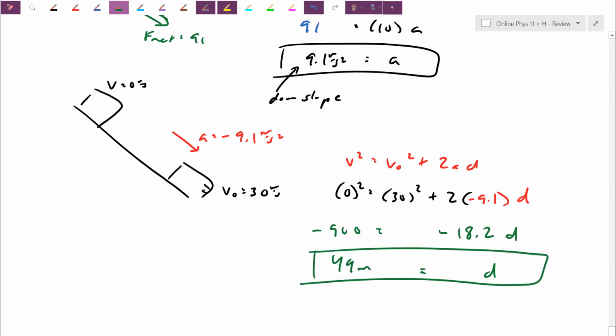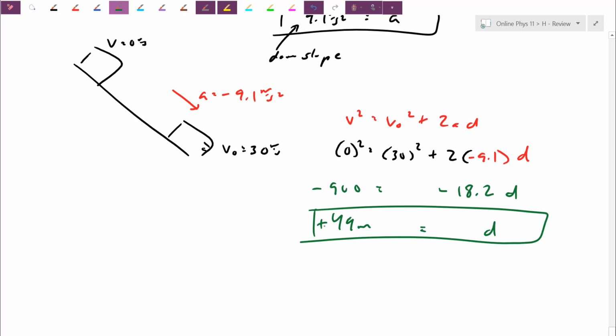Because this object had such a high positive velocity going upwards, even though the net force was directly against it, constantly trying to slow it down, it still makes it some positive 49 meters up the ramp. It doesn't stop in its tracks here. It does need to take a little while for it to come to a stop. Okay, so that's the sort of problems that we're going to look at in this section.